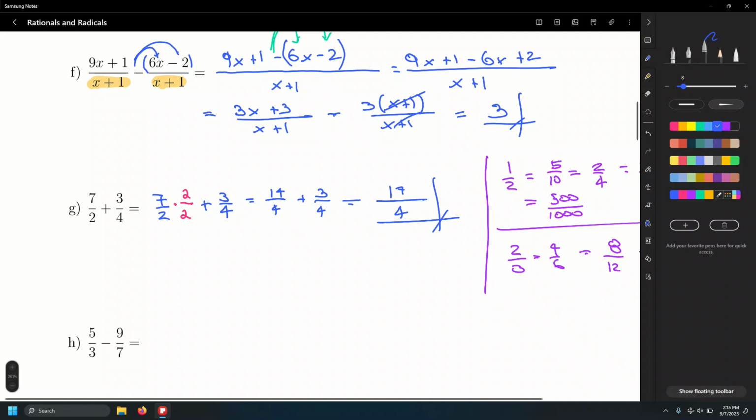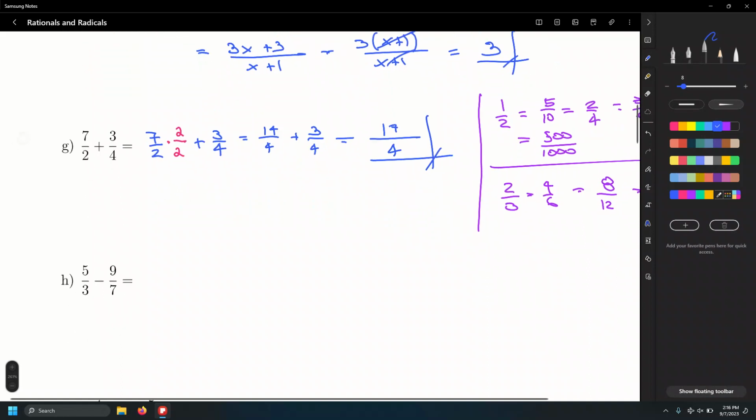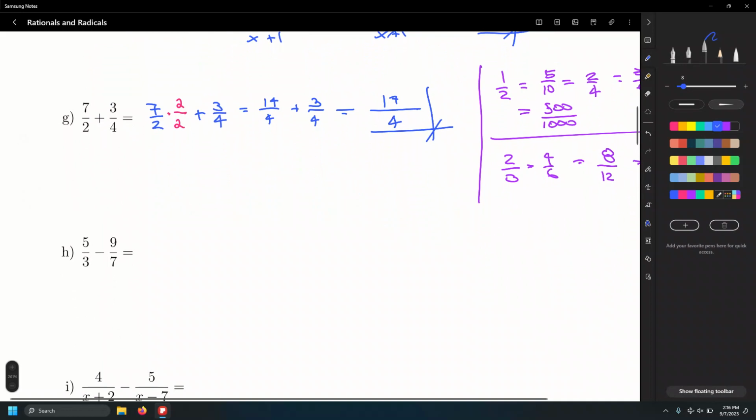And what about the next exercise? In this case, let's compare letter G with letter H. So letter G, the largest of the denominators was a multiple of the smallest of the denominators. So that's why we're required to multiply by missing factors only on one fraction. However, for letter H, notice the two denominators, the smallest of them is a number 3 and the largest is 7. However, in this case, 7 is not a multiple of 3.